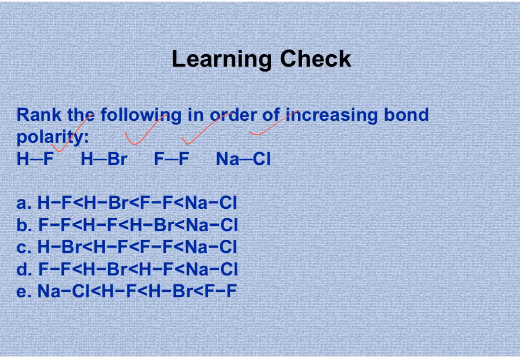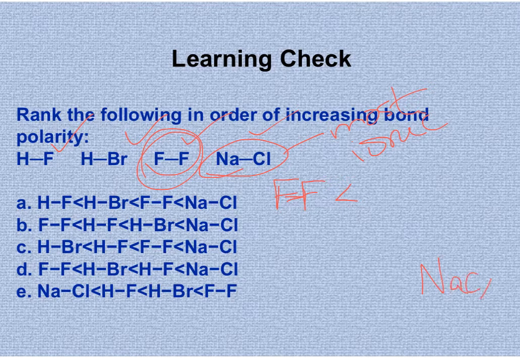Alrighty, so hopefully this jumped out at you as the least polar. That would have an electronegativity difference of 0, so that is the least polar. And this is the most polar because it's ionic. So I'm kind of setting my range. So I'm going to put NaCl as the most polar.